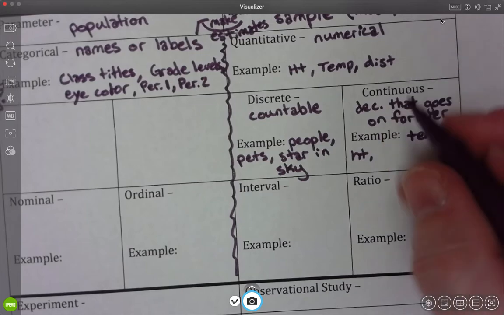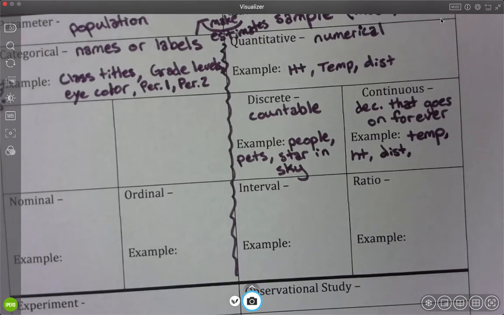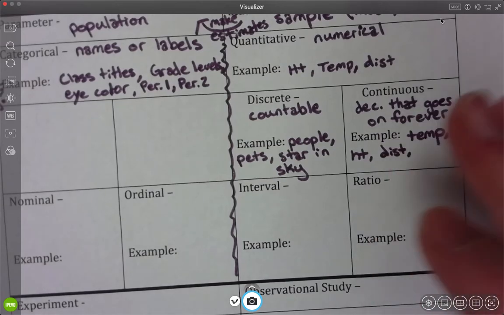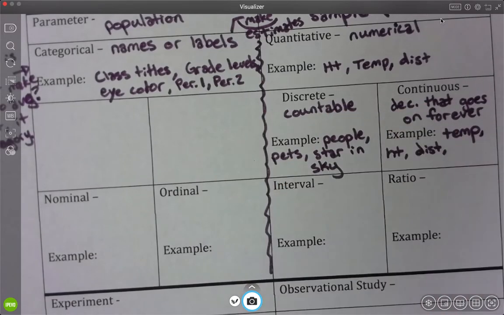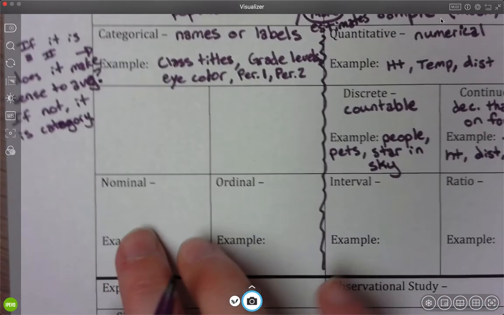Or distance. I could round to the nearest mile, round to the nearest foot, round to the nearest inch, centimeter, that type of thing again. Okay, so distances, all of those are continuous because I could have them as decimals that continue on forever. Okay, so a lot of people get those confused. Countable versus something that goes on forever. Okay, all right, so let's jump back over to nominal, ordinal. We'll go interval, ratio.